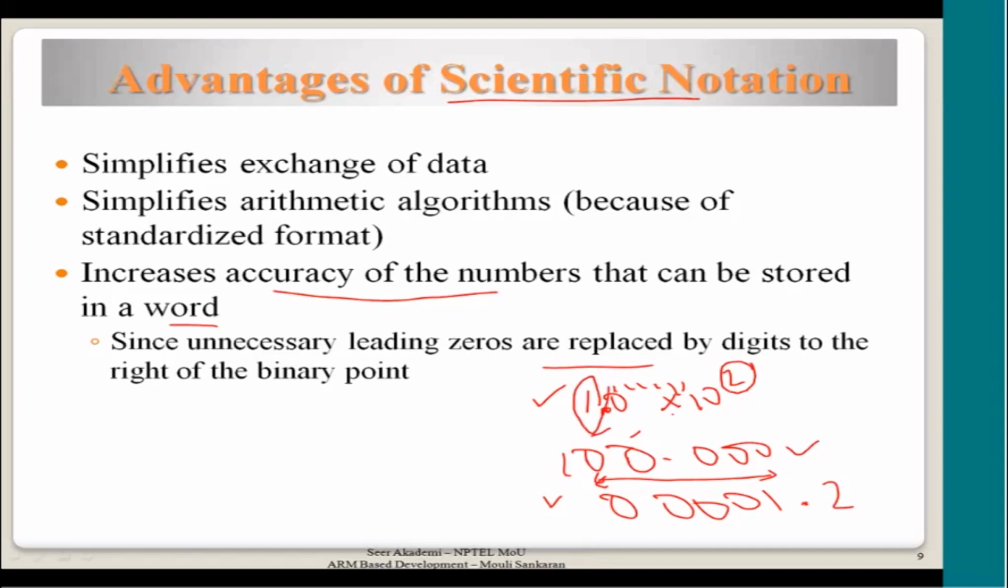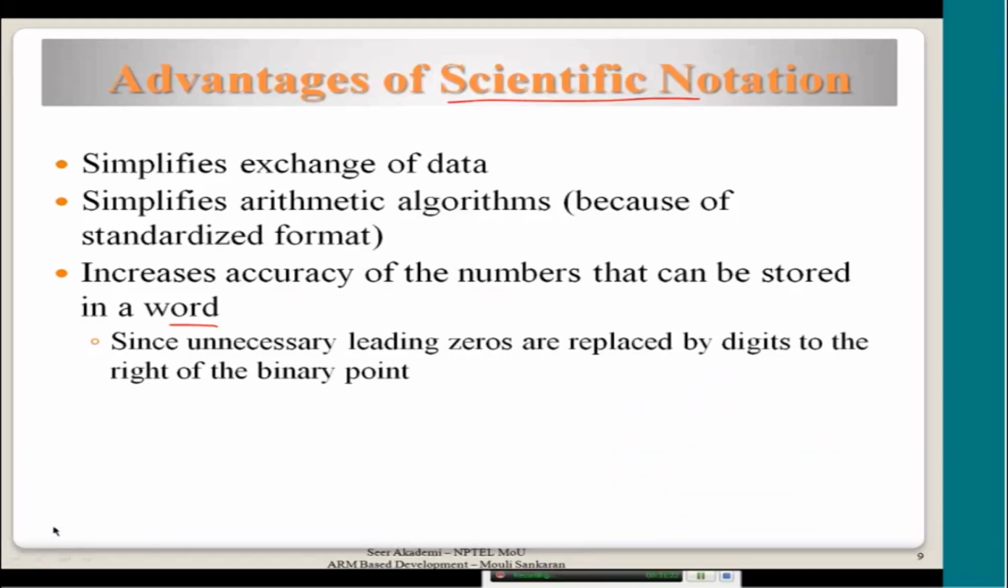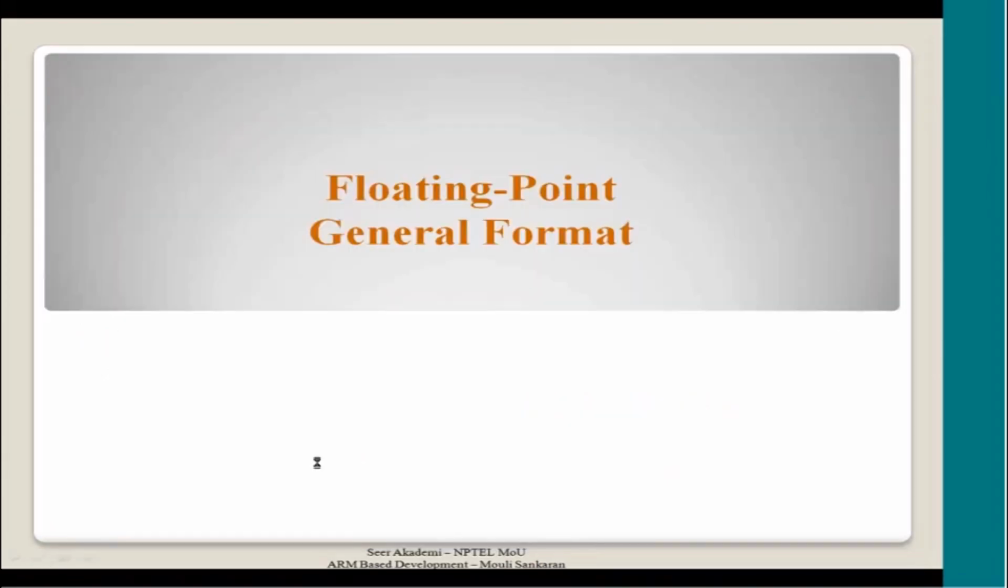When you have leading zeros, you want to avoid them and bring it to a compressed notation. So you are trying to say, I will have one non-zero value followed by some numbers. So this is the scientific notation. Now let us go into a floating point general format representation.